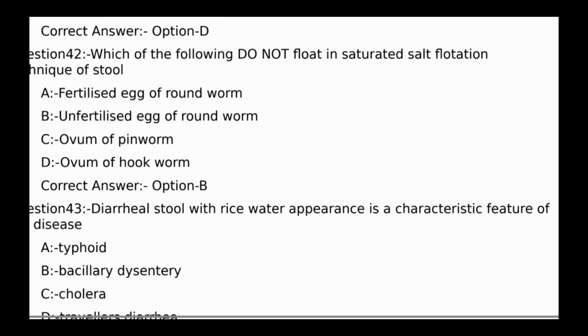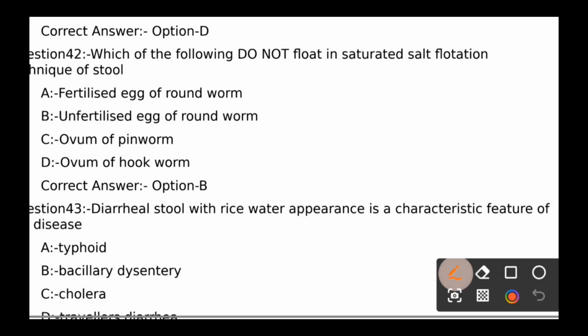Next question. Which of the following do not float in saturated salt solution? Option A fertilized egg of roundworm, option B unfertilized egg of roundworm, option C ovum of pinworm, option D ovum of hookworm. Fertilized egg of roundworm, that is of Ascaris lumbricoides, it will float.